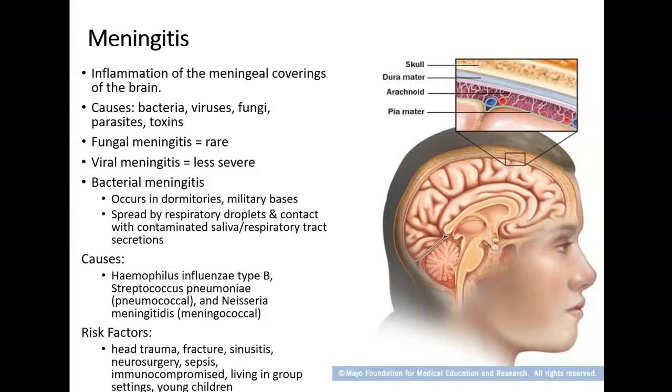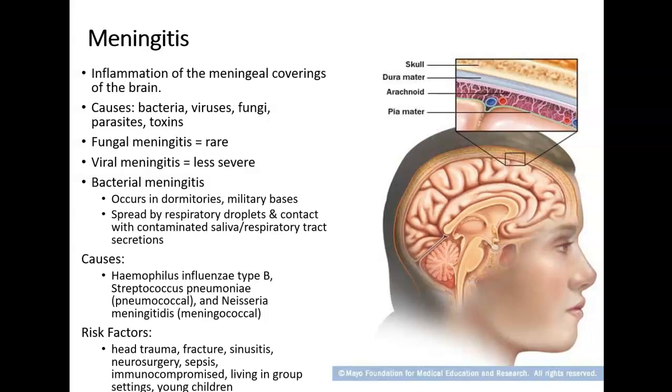And the causes of it are multiple, but they gave you a couple of examples here, like Haemophilus influenzae type B. Now, kids get Haemophilus influenzae type B, Hib. They get the Hib vaccine a couple of times when they're in that vaccine-heavy stage between the ages of 0 and 12. Streptococcus pneumoniae and Neisseria meningitidis. Those are the most common.